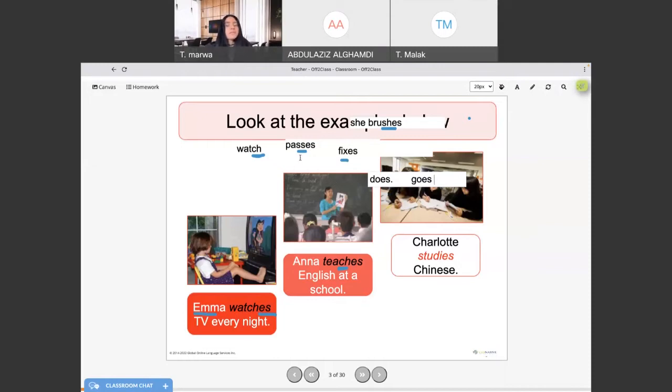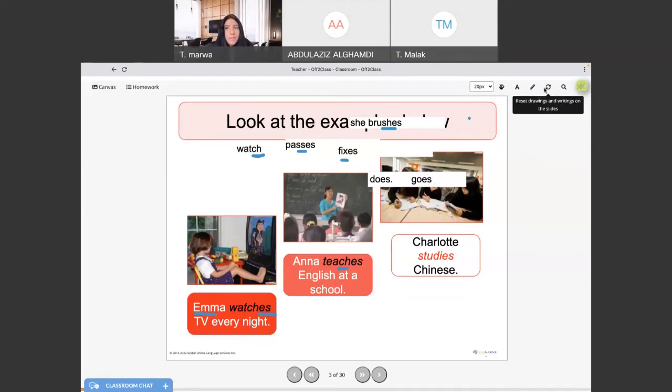If we have do and go, we add es too. Yes, es. Okay, so when the verb ends with s or sh or ch or x or o, I add es to the verb. Clear? But only in these cases, بس بهالحالات.